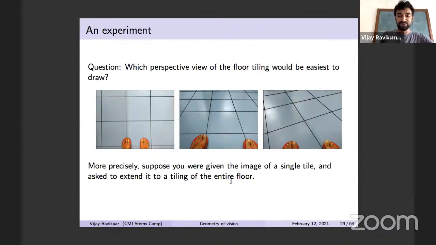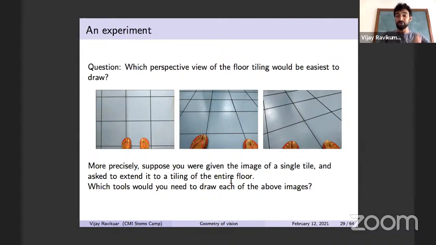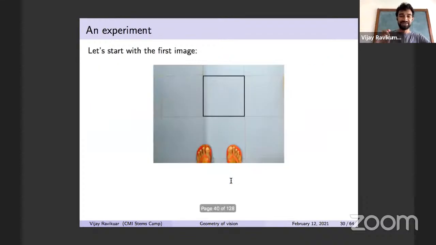So the question is, which of these would be the easiest task to start with one of these tiles and extend it? And which tools would you need in order to do that? So let's go through and do each of these tasks. For the first one, suppose I give you just a single square. How would you go about extending that to a square even tiling?